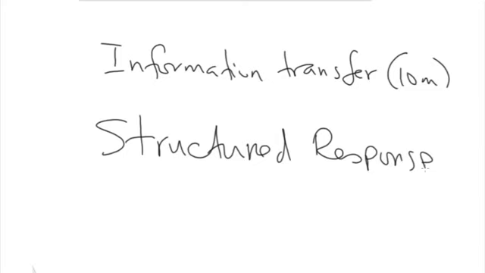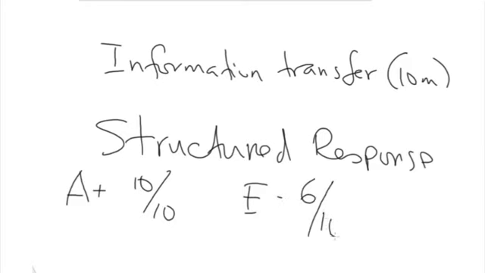Normally, it's structured response, and there will be two types for this. One is completing a table, and the other one is sentence completion. Normally, it will be 5 marks for completing the tables and 5 marks for sentence completion. For this section, to get your A plus, it has to be 10 upon 10, and for the E, it has to be at least 6 upon 10.